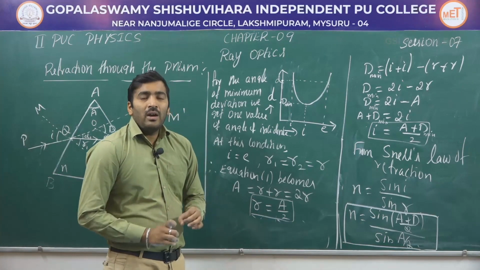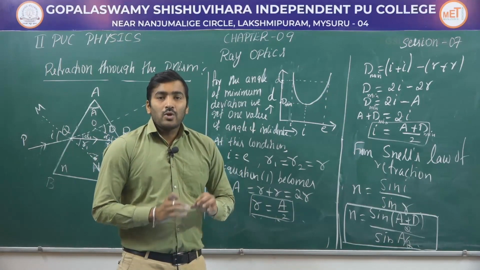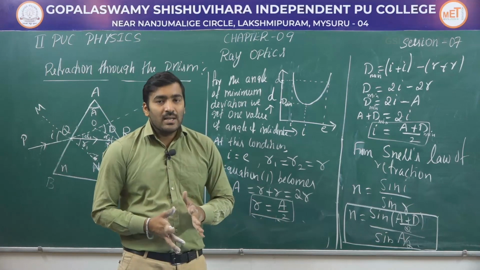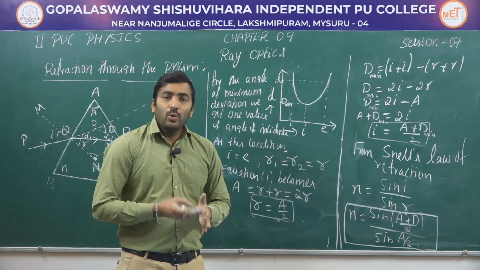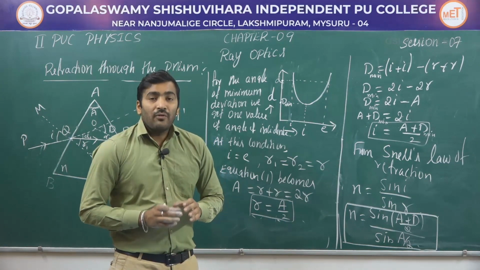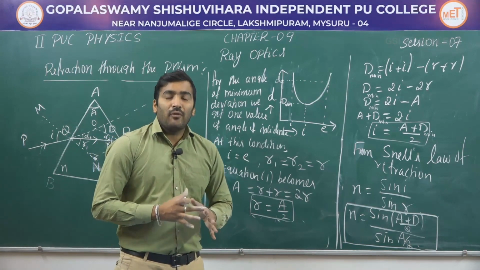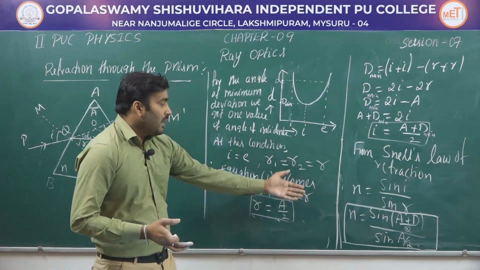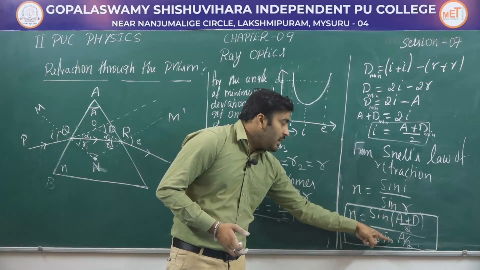Okay, so what are the things we have learnt in this class? We learnt about the prism. So what is a prism? A prism is an optical medium consisting of 5 faces, out of which 3 are non-refracting and 2 are refracting surfaces. In the prism, the expression relating the refractive index, the angle of the prism and the deviation is n is equal to sin of A plus D by 2 divided by sin A by 2.